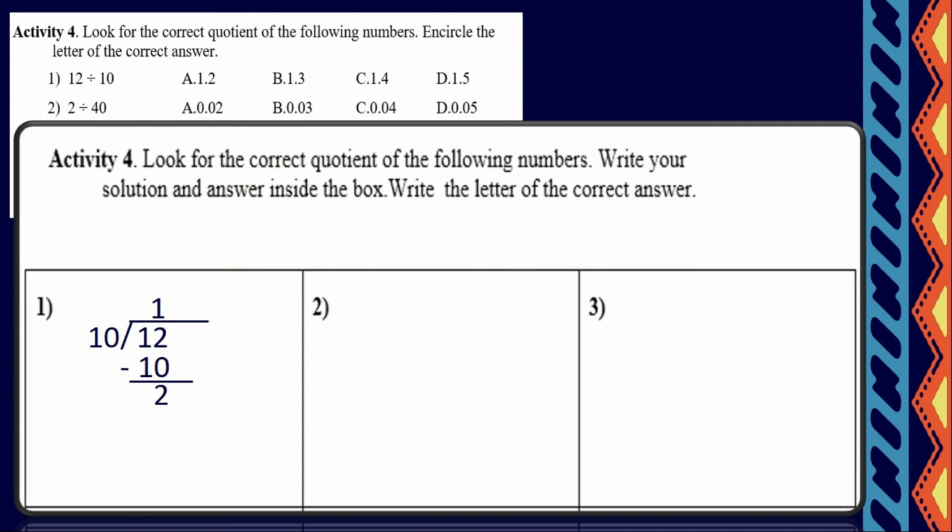So may remainder pa rin. So we will add 0.0. So bring down 0. 20 divided by 10, we have 2. 2 times 10, we have 20. 20 minus 20, we have 0. If you will notice, we have the decimal point here. Okay. And that's it. So that is letter A.